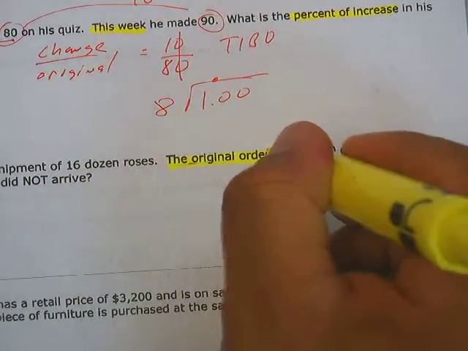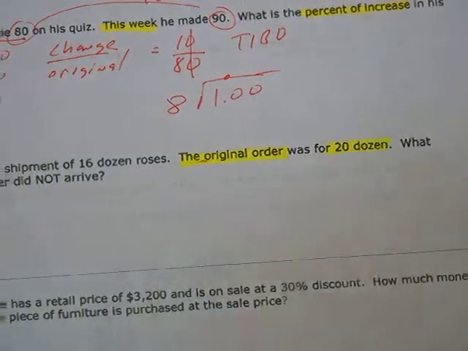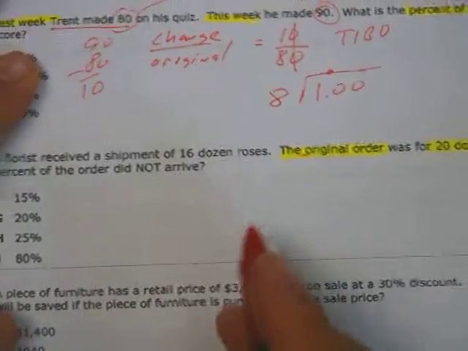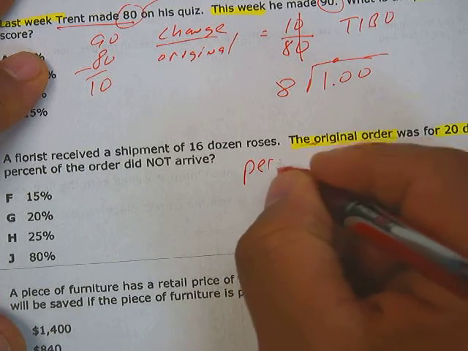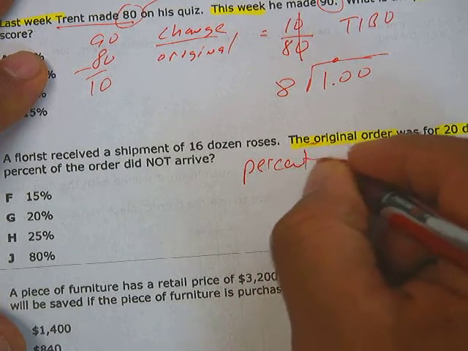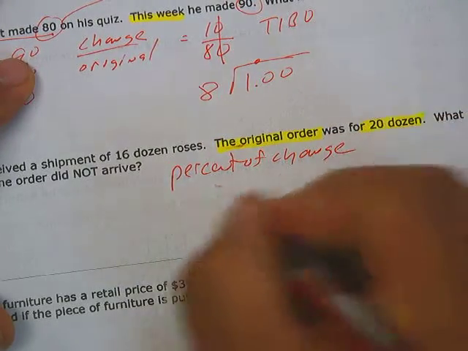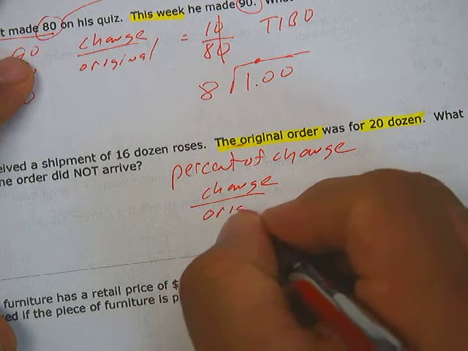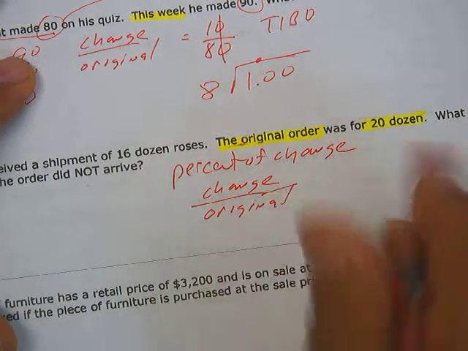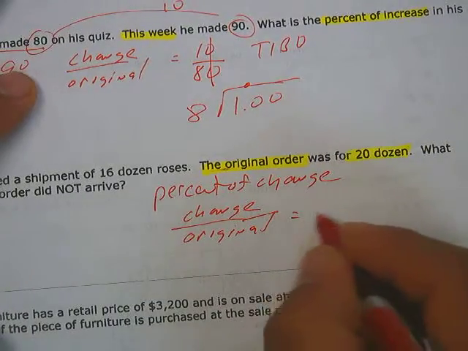Number 4, a florist received a shipment of 16 dozen roses. The original order, oh here, look, there's the word. Original order was 20. Okay. What percent of the order did not arrive? So it's a percent of change, which means we have change over original.